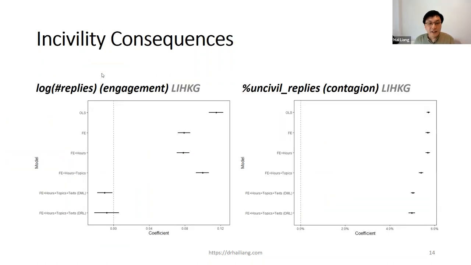So anyway, as you can see, we try different models, like the OLS that we estimate the number of replies that will be positive. And even when we use a fixed effect to control part of the user-level confounding variables, it is still positive. But once we control for the text, using double machine learning or the W robust neural, you will see that the estimation will be quite different.